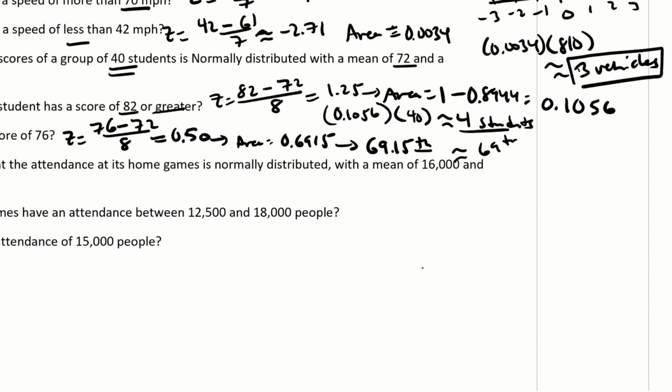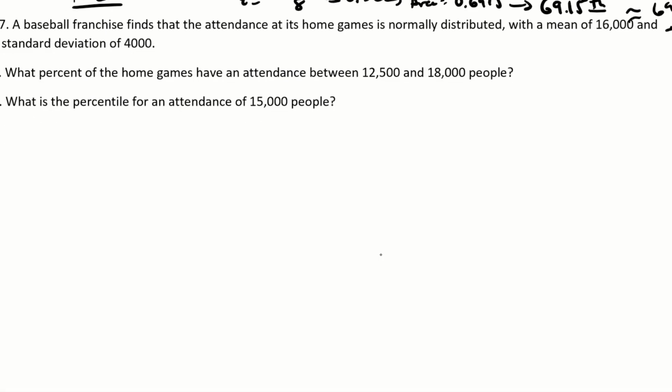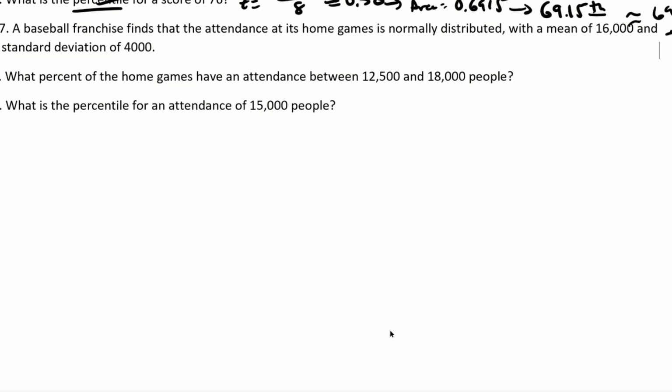Okay, all right, good. So now 27. It says they found that the attendance at its home games is normally distributed with a mean of 16,000 and a standard deviation of 4,000. What percent of the home games have an attendance between 12,500 and 18,000 people? All right, so convert this. We have 2 z-scores we want to convert to.